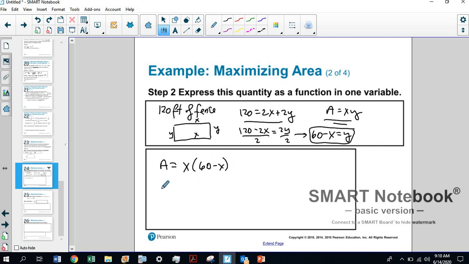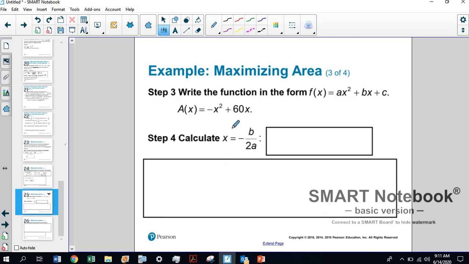And so now we're going to write it as an actual function of x. A of x, that's not A times x, right? That's A of x. And FOIL this out. You get 60x minus x squared. And so if you want to be able to use the methods we've been using, you've got to write it in standard form. And so standard form is negative x squared plus 60x. Calculate negative b over 2a. You get negative 60 over 2 times negative 1, and so that's a positive 30.